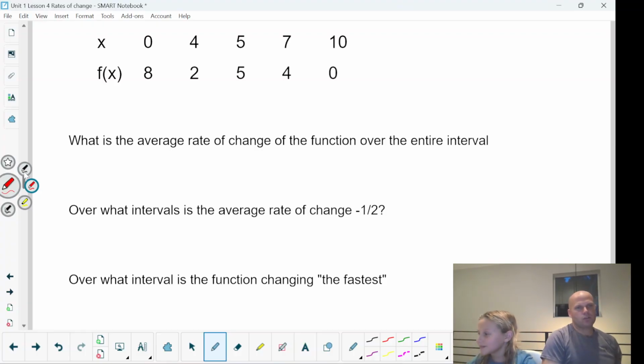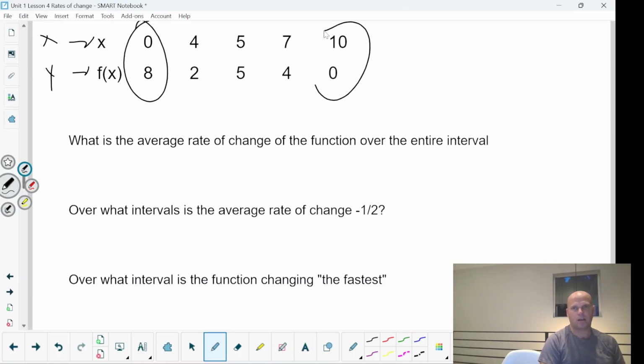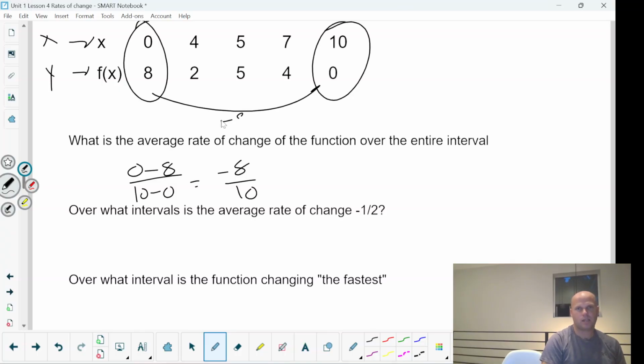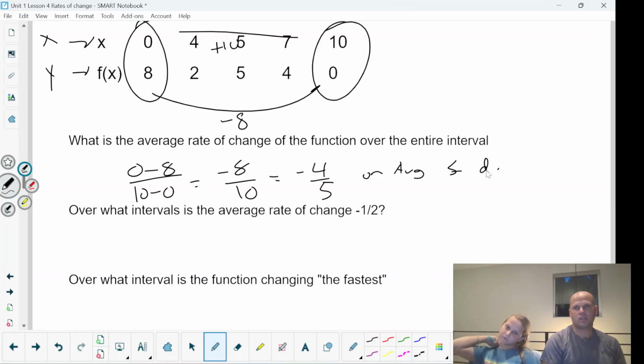If I give you a table of values, just remember that we have x's on the top and y's on the bottom. So what's the average rate of change over the entire interval? I would want you to find the average rate of change from 0 to 10. You can use the slope formula if you want to. Just make sure you're doing it correctly. That's a subtract of 8 over 10, but I like to just go 8 to 0 is minus 8, 0 to 10 is plus 10. Okay, so y's per x, make sure you put that. That's negative 4/5. So on average, that function is decreasing 4/5 of a y per x.